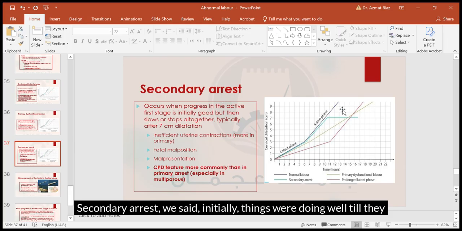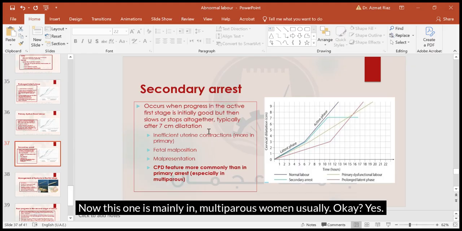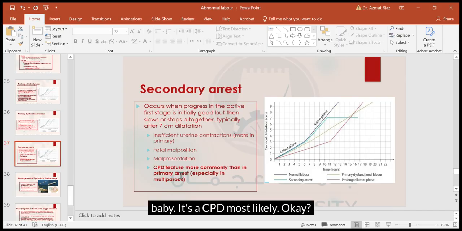Secondary arrest, we said initially things were doing well, but then after 6, 7 centimeter, they usually start to slow down. So it occurs when progress in the active first stage is initially good but then slow or stops altogether, typically after 7 centimeters dilated. Now this one is mainly in multiparous women usually. Yes, it can also happen in primiparous, but like with macrosomic babies. CPD usually, inefficient uterine contraction, always rule out the three P's. CPD features more commonly than in primary arrest. So in multiparous, if it is secondary arrest, it may be a macrosomic baby. It's a CPD most likely.